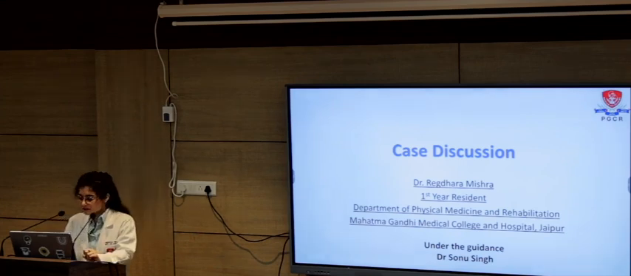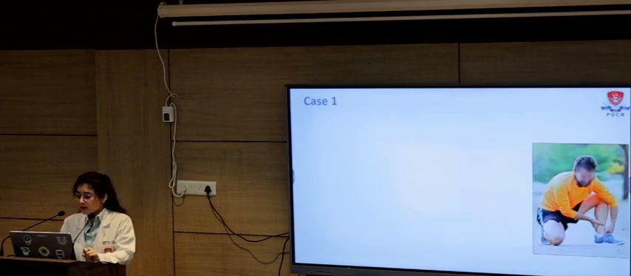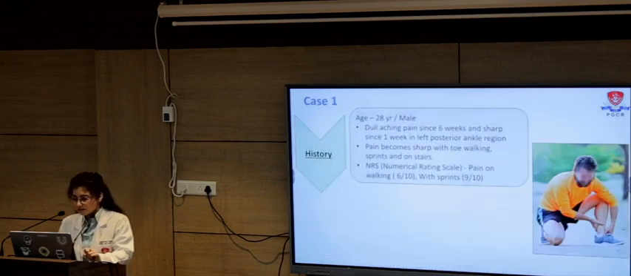Let's discuss a few cases. Coming to the first one. A long distance runner aged 28 years came with complaint of dull aching pain in the posterior ankle region since 6 weeks, and it seems to get worse since the past 1 week. Although he appeared to have good body symmetry, he was unable to raise up on his toes or walk without an antalgic gait. According to NRS, that is the numerical rating scale of pain, the pain was 6 on 10 while walking and 9 on 10 while sprinting.